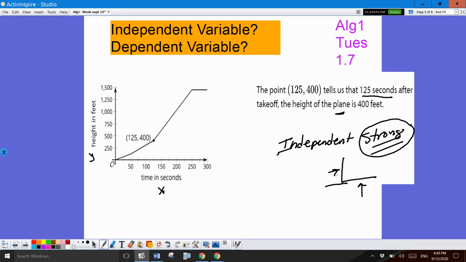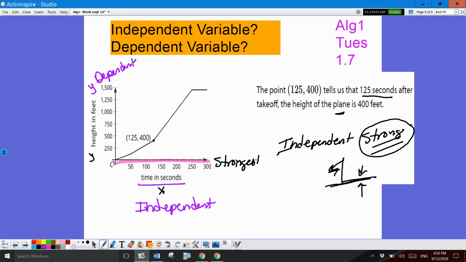Well, if I had my hand straight up and down and I was pressing on it, this would probably fall over. But if my arm is flat and I'm pressing on it, it's not going to go anywhere. So the strongest part of the graph is always going to be the x part. That's the strongest. So that means that the x variable is the independent variable. That means that the y variable is the dependent.